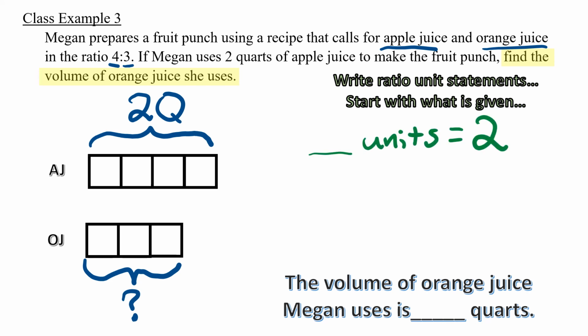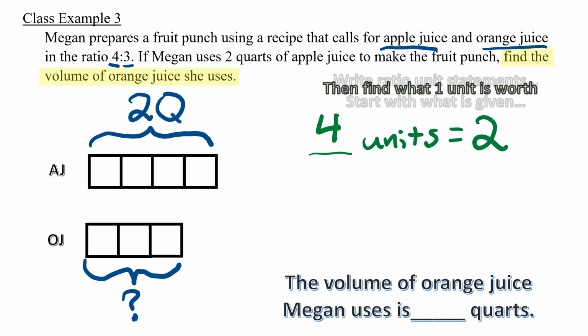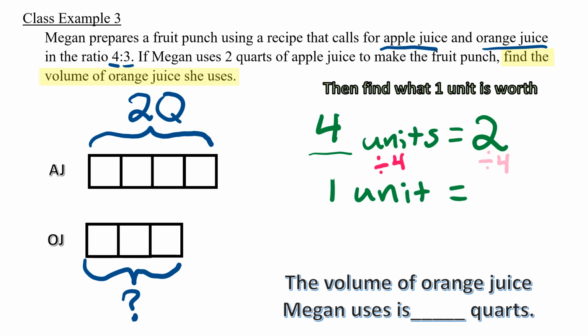The 2 quarts they gave me is equivalent to how many boxes? Well, it's 4. If you count them up, there's 4 boxes that are equivalent to that 2 quarts of apple juice. So that's the first step of your ratio statements. What are you told? I'm told that 4 units is worth 2 quarts. Next, find what 1 is worth. So I'm going down to 1 unit by dividing into 4 parts. So I'm going to divide 2 by 4.